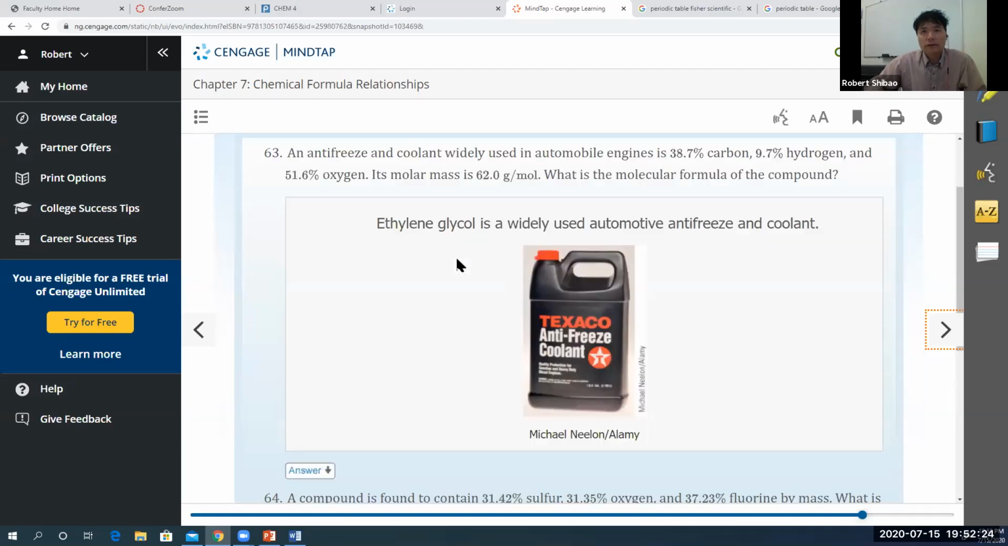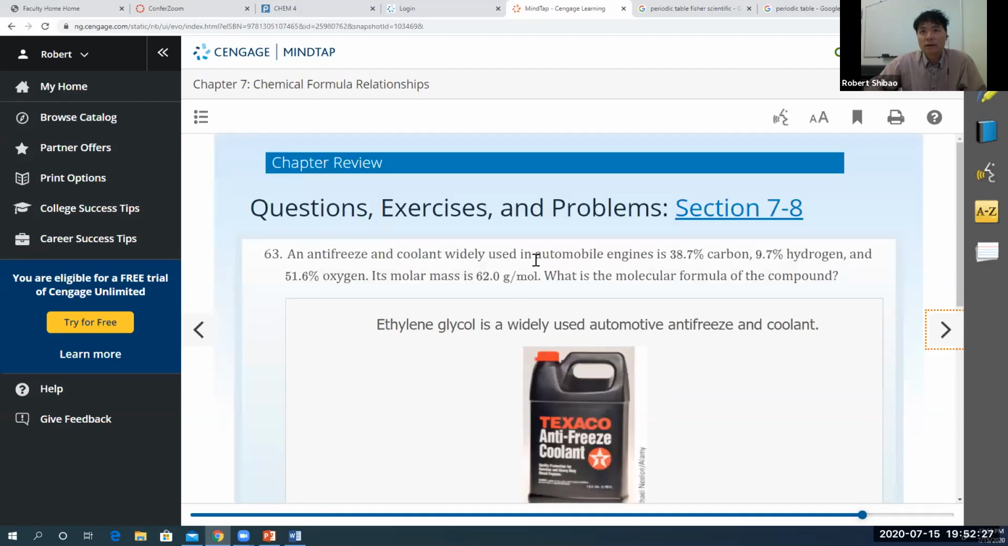An antifreeze and coolant widely used in automobile engines is 38.7% carbon, 9.7% hydrogen, and 51.6% oxygen. Its molar mass is 62.0 grams per mole. What is the molecular formula of the compound?